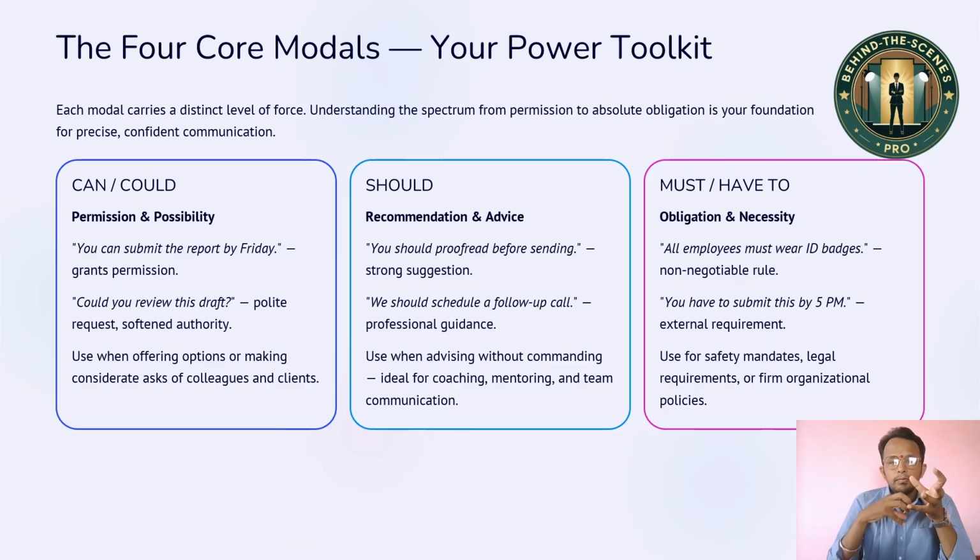Now, polite request. Again, we have seen it in the last session, but we will see one example. Could you review this draft? Using "please" makes it a more professional sentence. Could you please review this draft? It is a polite request. When we are requesting, we should use could. When we are giving permission, we can use can.